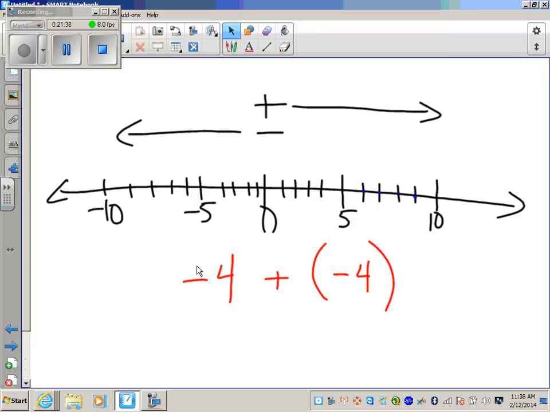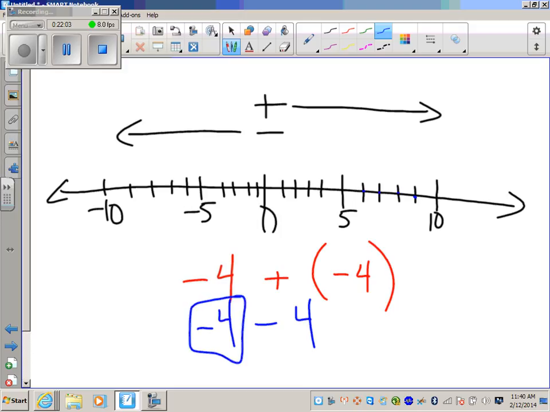Okay, try that one. First of all, this is really asking us: this first integer does not change. This one here, adding a negative, really means subtracting 4. Now let's use our number line. This first integer is our starting point. I'm going to locate that negative 4 right there. Now, subtracting 4. 1, 2, 3, 4 puts us where? Negative 8.